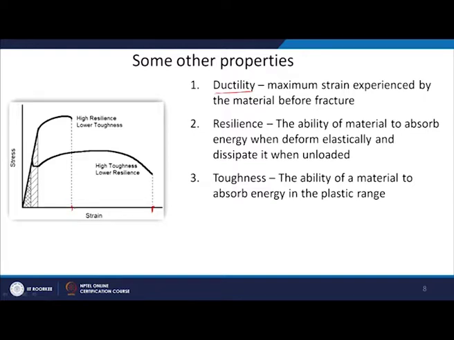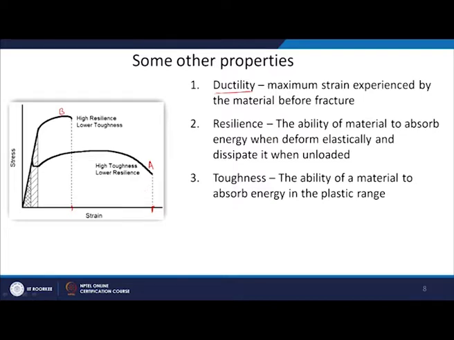So, I can easily tell you the ductility of this material, let us call it A here and let us call it B here. Ductility of A is more than ductility of B, material A is more ductile.